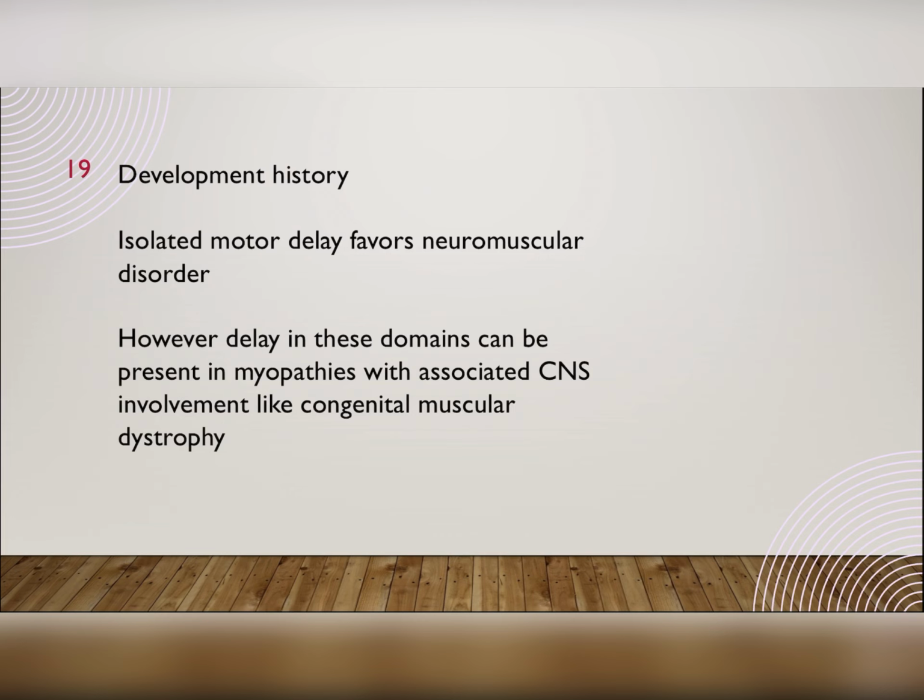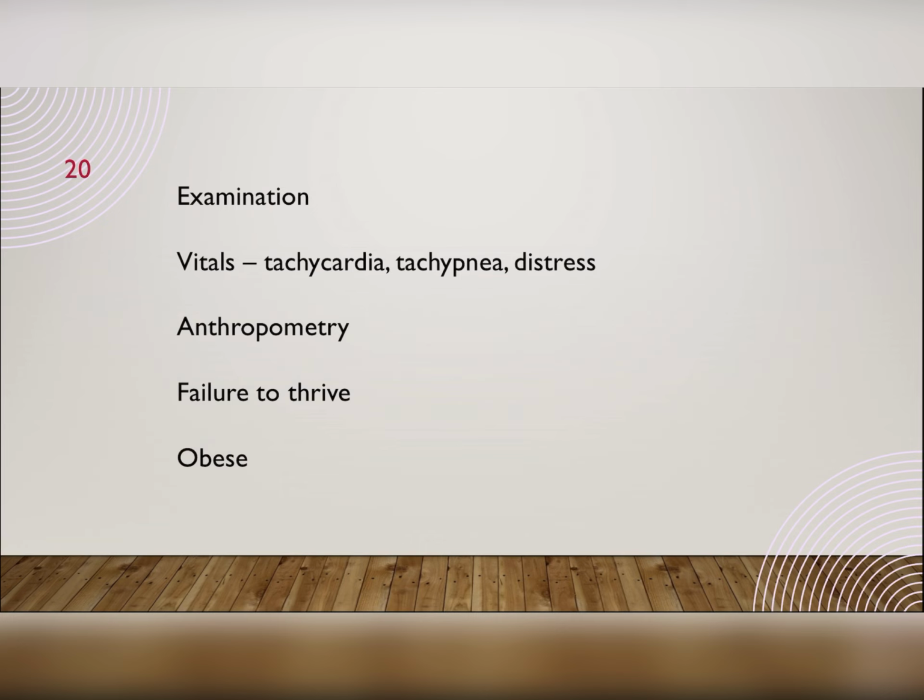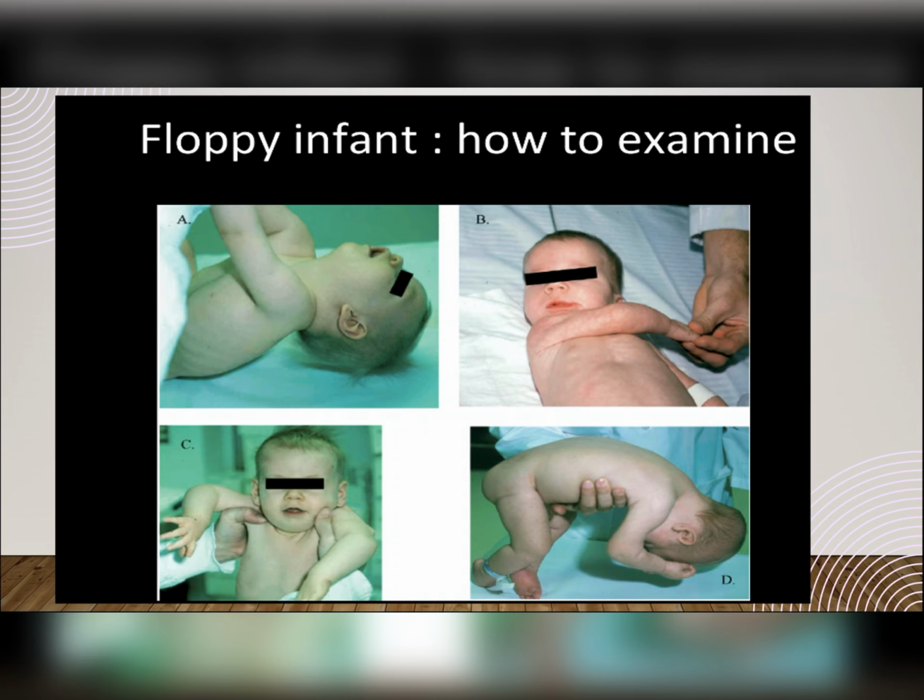So development history is very important in your approach, to know exactly how much is the motor delay. If there is isolated motor delay, we know it favors neuromuscular disorders. However, delay in other domains can present in myopathies also, with associated CNS involvement like congenital muscular dystrophy. So you will be examining the baby, you will be noting if there is tachypnea, tachycardia, respiratory distress or not. You will see the anthropometry to rule out failure to thrive, obesity.